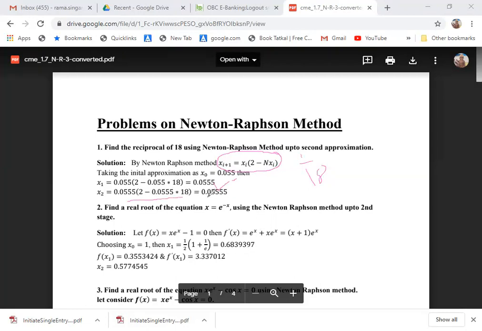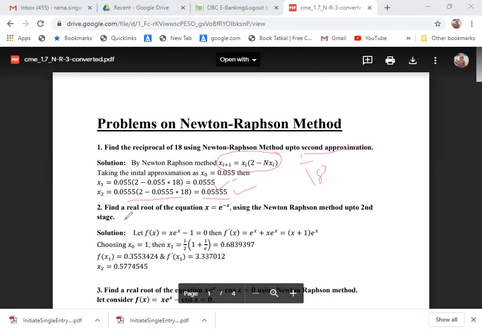Now calculating this, we are getting 0.05555. So as we are asked to find only up to second approximation, we will stop here itself. No need to consider the accuracy in the solution.